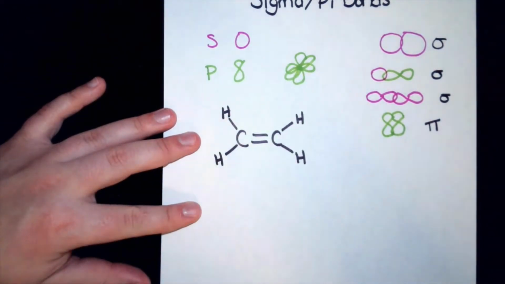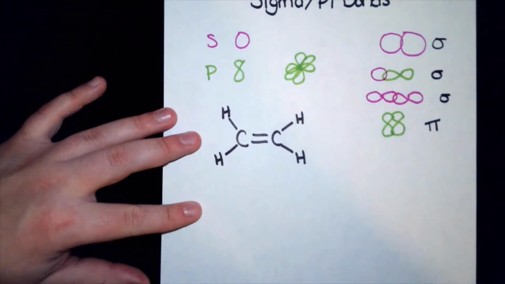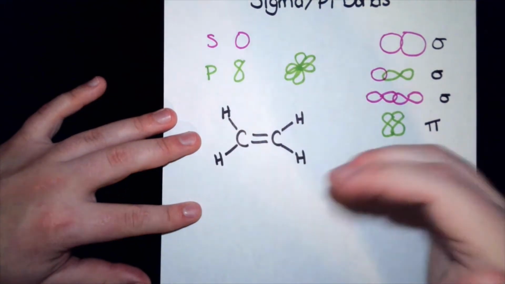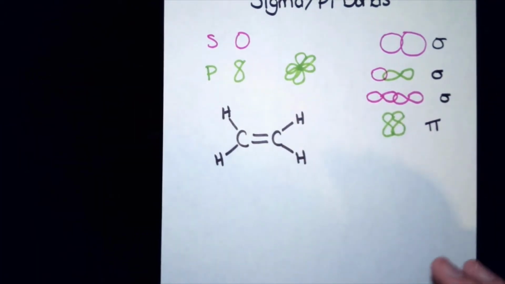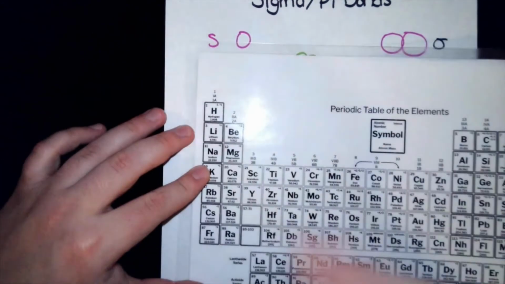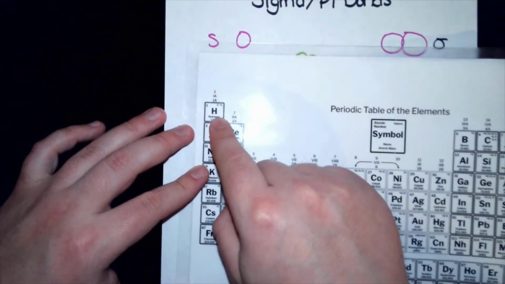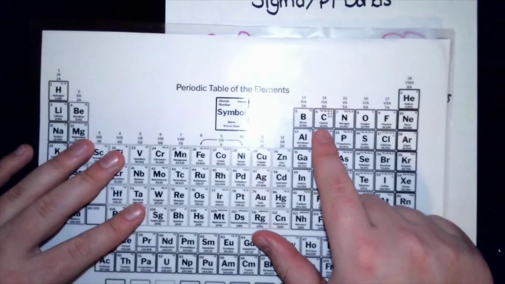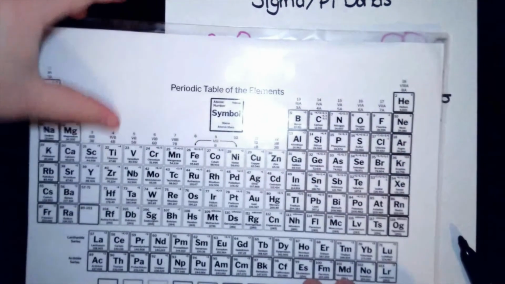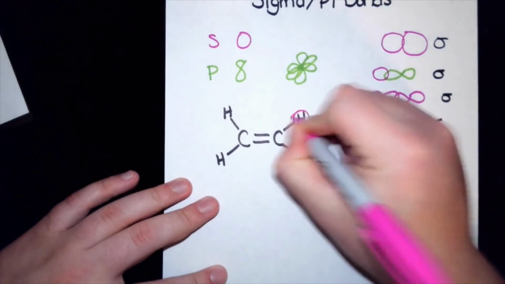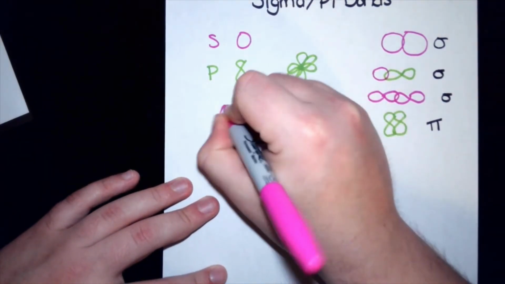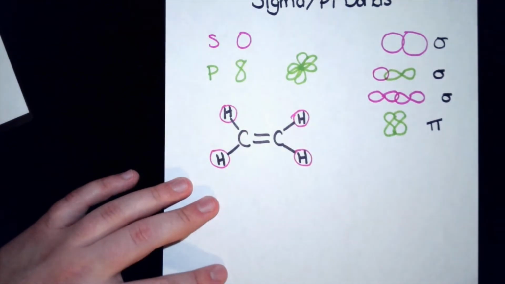Now, remember, the only electrons that are actually involved in bonding are valence electrons. So to know what kind of orbital each individual atom is going to be using, we need to know what orbitals valence electrons exist in. Hydrogen, remember, is in the S block, so its valence electrons are in an S orbital. Carbon is in the P block, so its valence electrons are in P orbitals. So each hydrogen is going to have an S orbital here that's involved in the bonding.